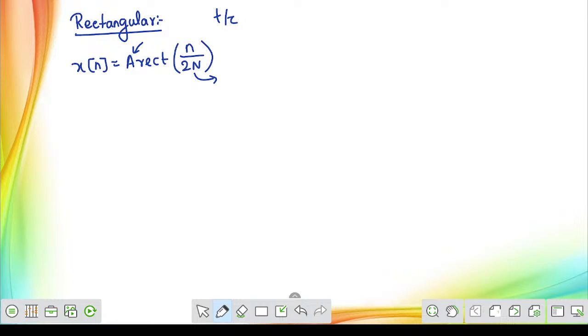Similarly, if you are observing the triangular function, I will write it directly. A triangular function can be written in the same way: a times tri of, this will become simply small n by capital N. This is the representation of the triangular function.